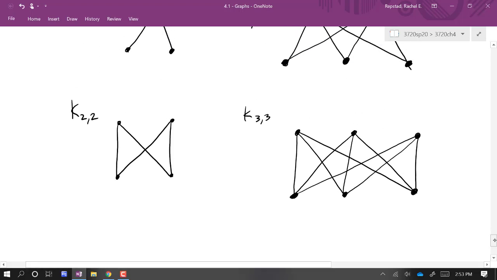All right, so that finishes up this first section. In the next section, we'll take a look at directed graphs.